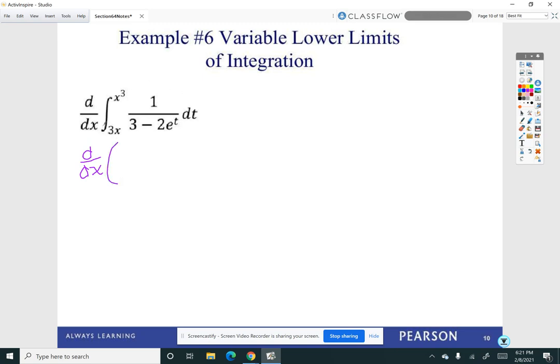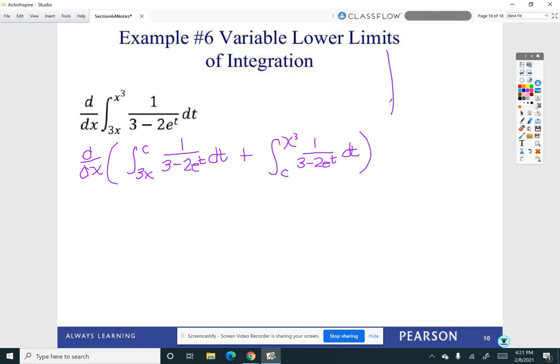All right, so I'm going to work on this integral. I'm going to do the integral from 3x to some constant, and my function would be 1 over 3 minus 2e to the t dt, plus the integral from a constant to x cubed of 1 over 3 minus 2e to the t dt. So what we're using there is, again, I don't know all the property names, but it's like the additive property of integrals.